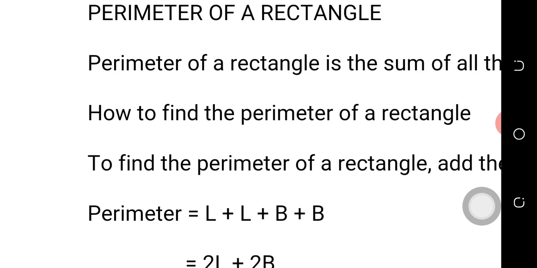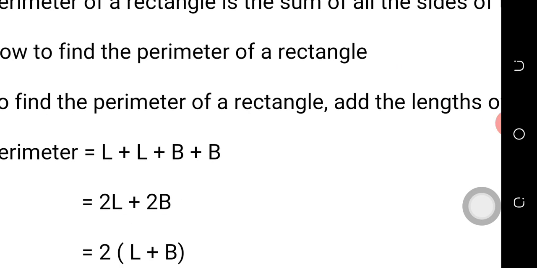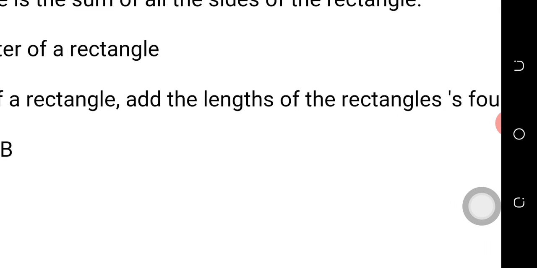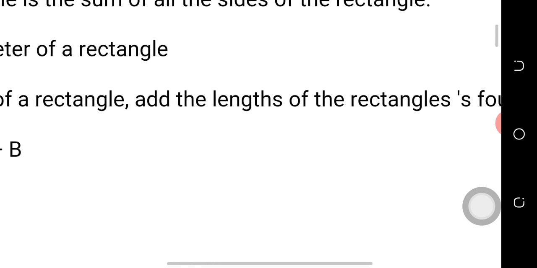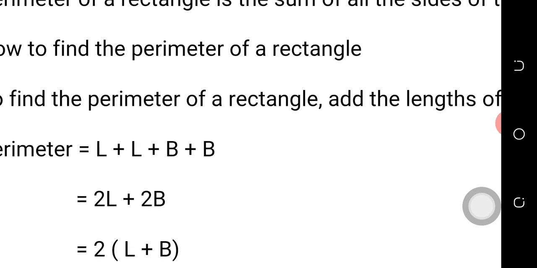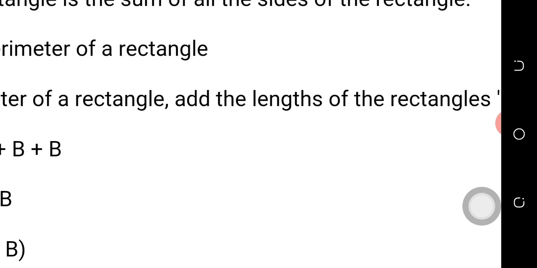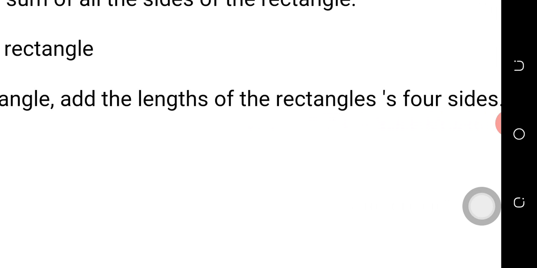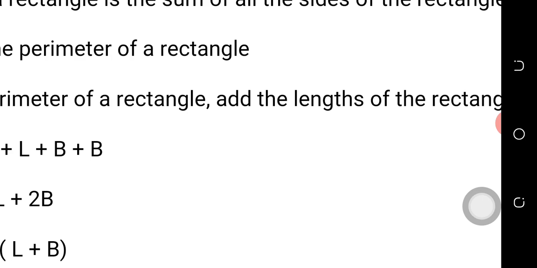How are we going to find the perimeter of a rectangle? It is a simple, straightforward question. To find the perimeter of a rectangle, we add the lengths of the rectangle's four sides together. Once again, to find the perimeter of a rectangle, add the lengths of the rectangle's four sides together. What do I mean by that?